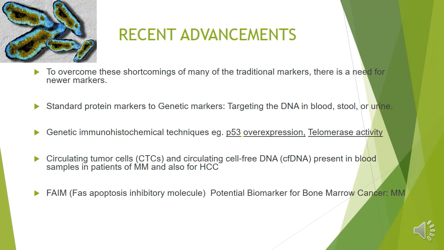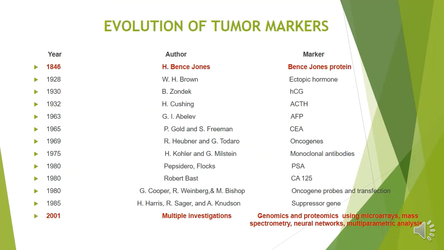So these are the evolution of tumor markers. We started with Bence Jones protein, the first tumor marker, in 1846, and then slowly we have come up. Now in 2000, with multiple investigations, it is the era of genomics and proteomics. We are using microarray, mass spectrometry, then multiparametric analysis, neural networks. So we have come a long way in tumor markers. There are many tumor markers now available in the market, so choose the right one, choose rationally. You cannot use tumor markers in a bundle, in a package.